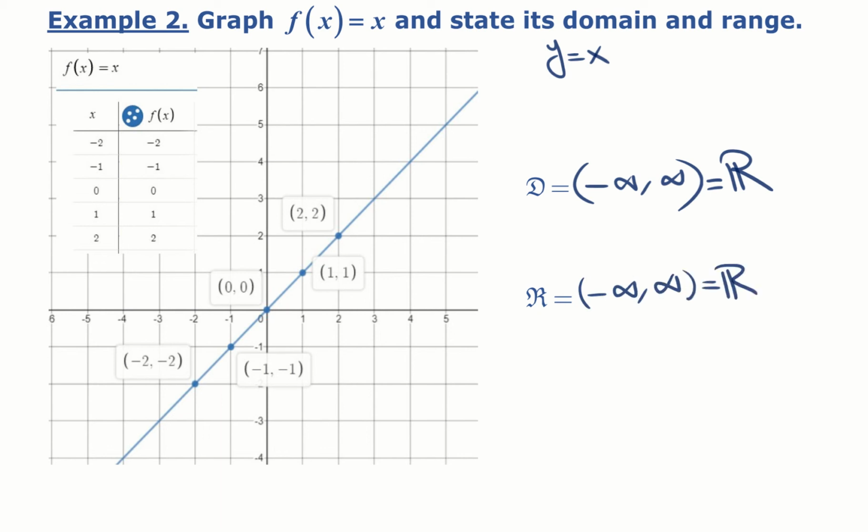Now these look identical in these two forms, but if I were to write this in set builder notation, they would look a little different. For the domain, I'm going to say it's the set of all x such that x belongs to the set of real numbers. But for the range, we'll say it's the set of all y such that y belongs to the set of real numbers. So this is interval notation, and this is set builder notation. All right, so there's our first.